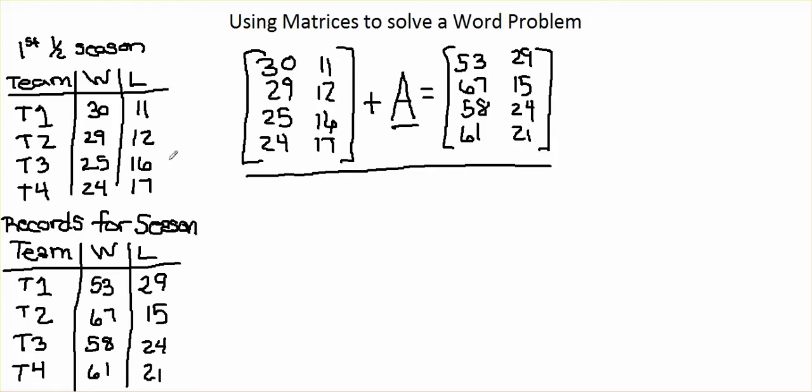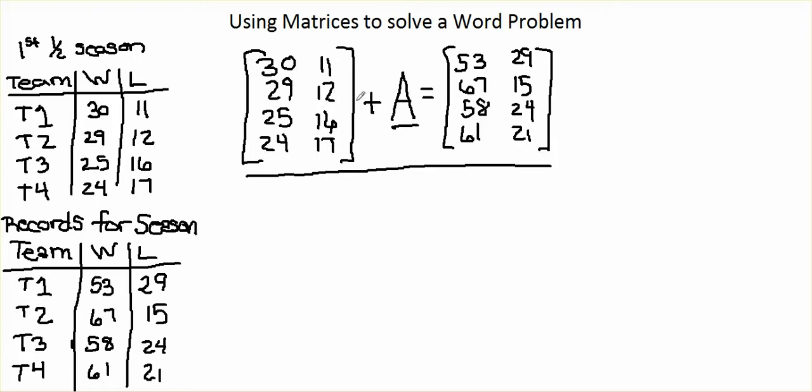And as we all know, to get the overall records, you would add up the wins of the first half of the season with the wins of the second half to get the total wins for the season. And you would add up the losses for the first half of the season with the losses of the second half of the season to get the total losses for the entire season. Okay, so I represented that here as a matrix equation.